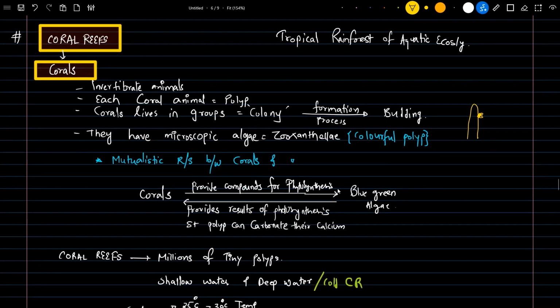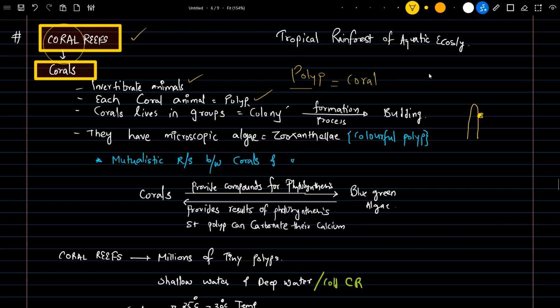Now let's talk about the coral reefs. So before understanding coral reefs, let's understand what corals are. Corals are basically invertebrate animals. It means they don't have any backbone, similar to worms. Each coral animal is called a polyp. So these polyps, or corals, polyp means coral.